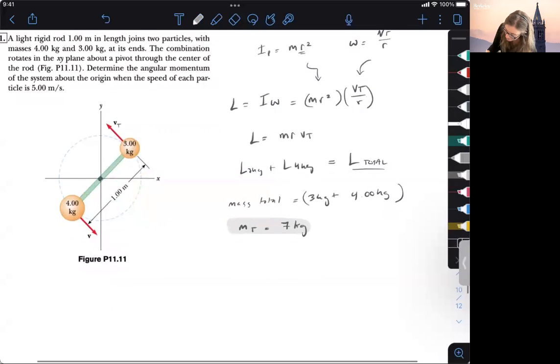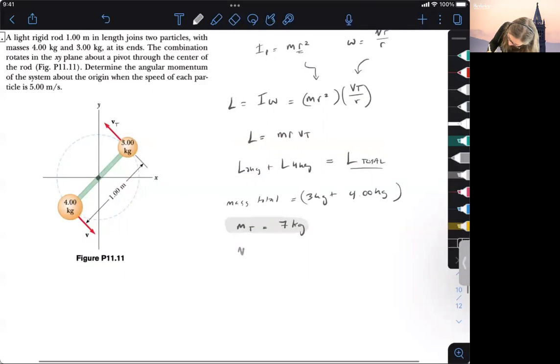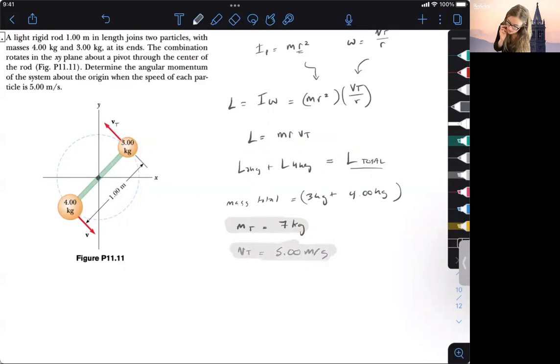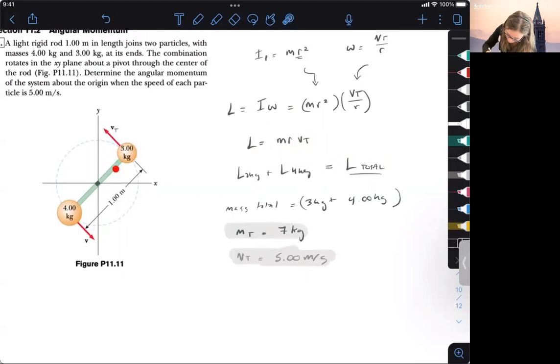Okay, and then the tangent velocity for both of these is equal to 5.00 meters per second. Then we have all that we need, and the radius is the same for both of them. We're given the diameter, so the radius is going to be half of that. So the radius is equal to 1.00 meter over 2, which is equal to 0.5 meters.